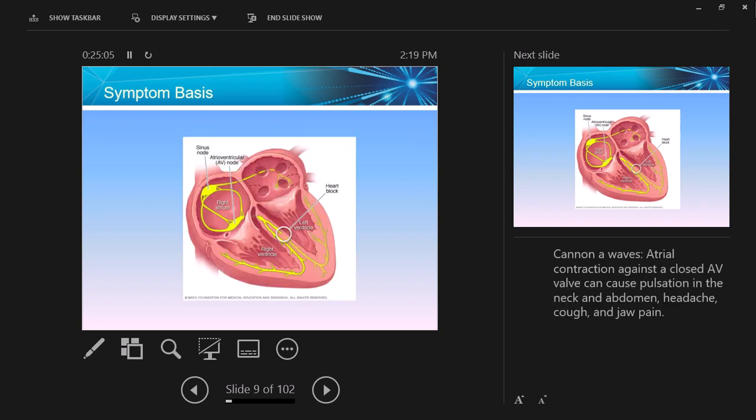Okay. Now, when you are having AV dysynchrony, basically what's going to happen is what is known as a Cannon A wave. Basically what happens here is that the atria contracts against a partially closed AV valve, atrioventricular valve. So the valve is partially closed, the atria contracts, and it causes a reverse wave that the patient can literally feel. Okay, so it kind of comes back up into their chest.